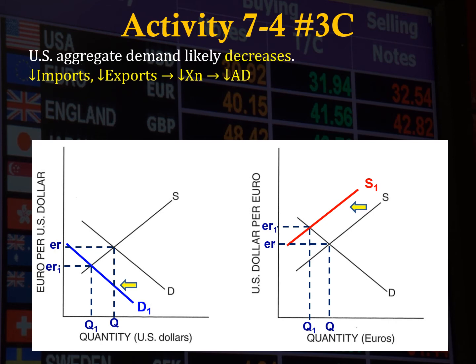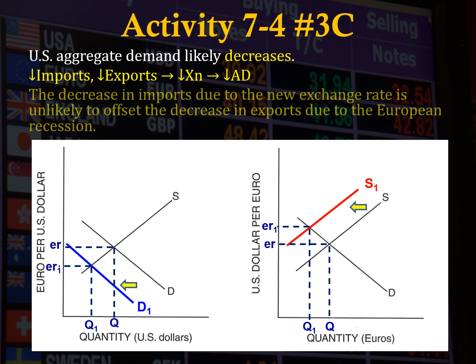So aggregate demand is likely going to go down. Imports go down and exports go down, so we don't really know just from that the effect on net exports, but the decrease in imports due to the new exchange rate is unlikely to offset the decrease in exports due to the European recession. In other words, the recession effect is going to be much stronger than the effect of the exchange rate because overall Europe is just going to buy less stuff overall, and yes, even though the dollar is weaker, which makes American goods more attractive, it's probably not enough to overcome the recession that is in Europe.